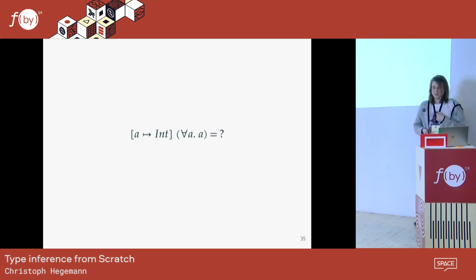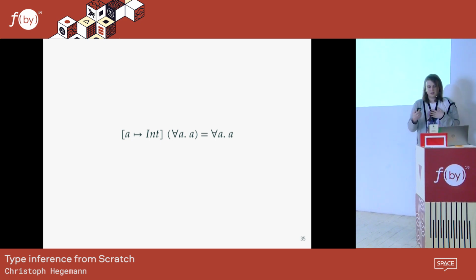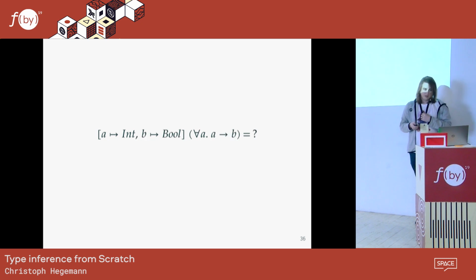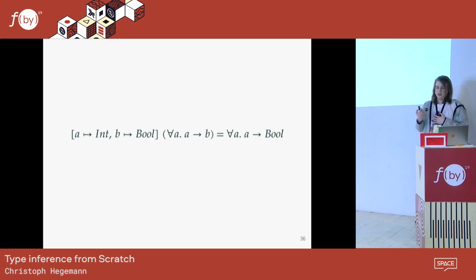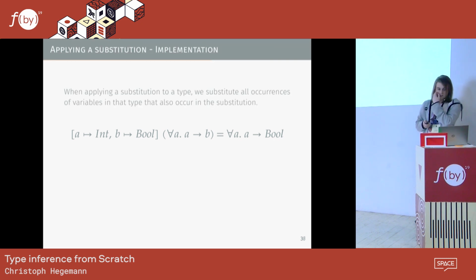If I apply that substitution to the type for all a goes to a, I just get back for all a goes to a, because it's bound by the quantifier, and so again, the substitution can't reach inside that. Think of it as a scoping operation here. And then I can apply a substitution which maps a to int and b to bool to a type which only guards the a, and then I can reach the b here. So this is for all a goes to bool after applying the substitution.